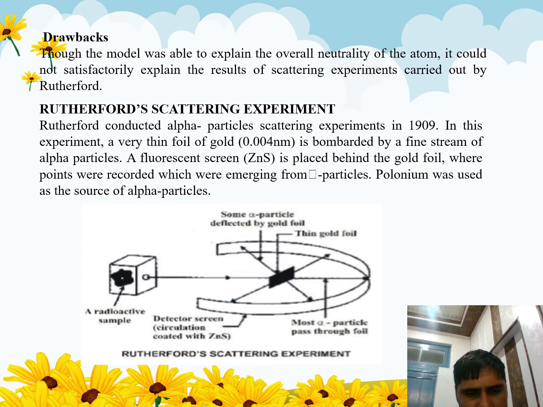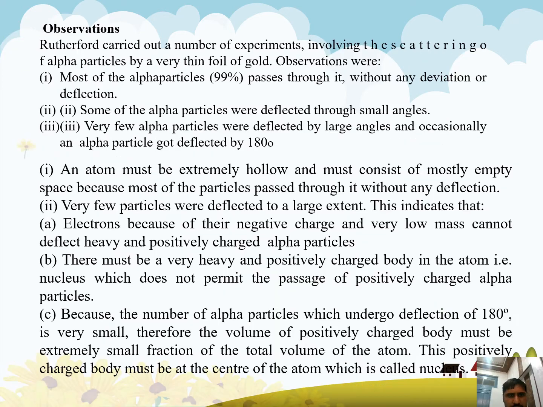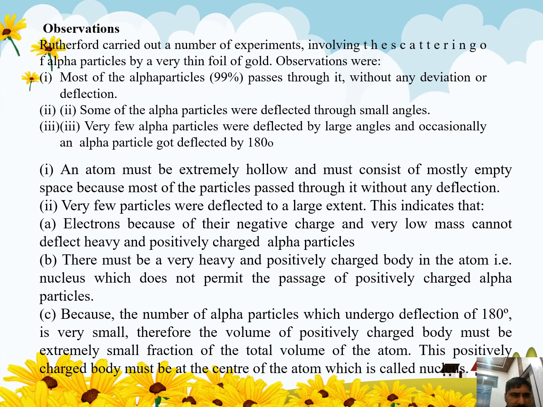Now, what did the Rutherford scattering experiment actually observe? Rutherford carried out a number of experiments involving scattering of alpha particles by a thin foil of gold. The observation was that most of the alpha particles pass through without any deviation. It means whenever we strike the alpha particles on the gold foil, most of them pass as such. Some of the alpha particles were deflected through a small angle, but very few alpha particles were deflected by a large angle.